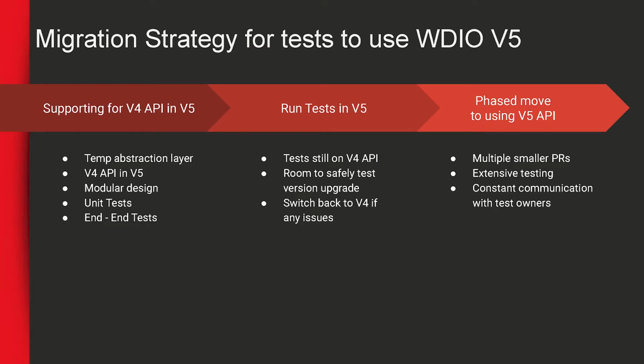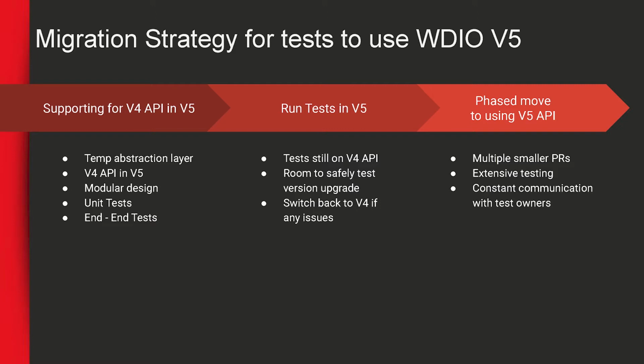So what was the migration strategy that we used? We decided to support the V4 API in V5. That means we added a temporary abstraction layer with V4 API methods, but behind the scenes, they would actually run the V5 API. With this, we were able to run the tests in V5 with close to zero changes to the tests. That is, the tests would still have the V4 API, but they would actually be running in V5, and that would be determined at runtime.